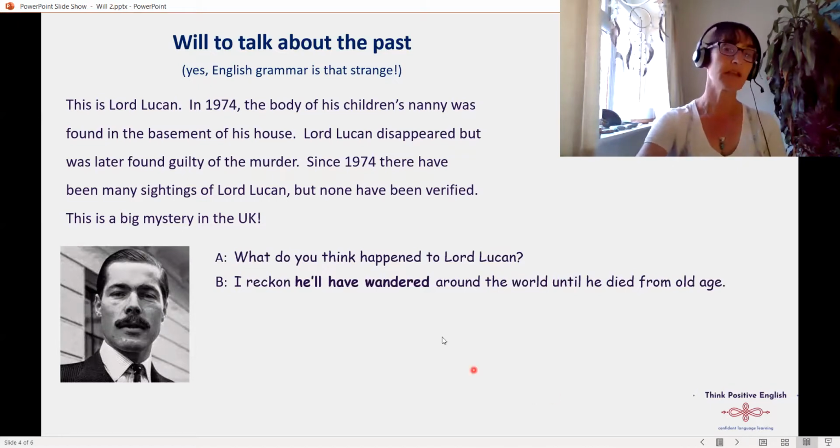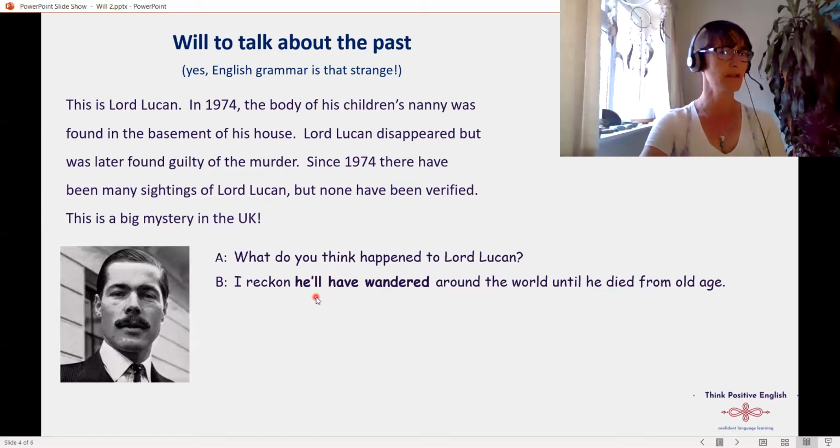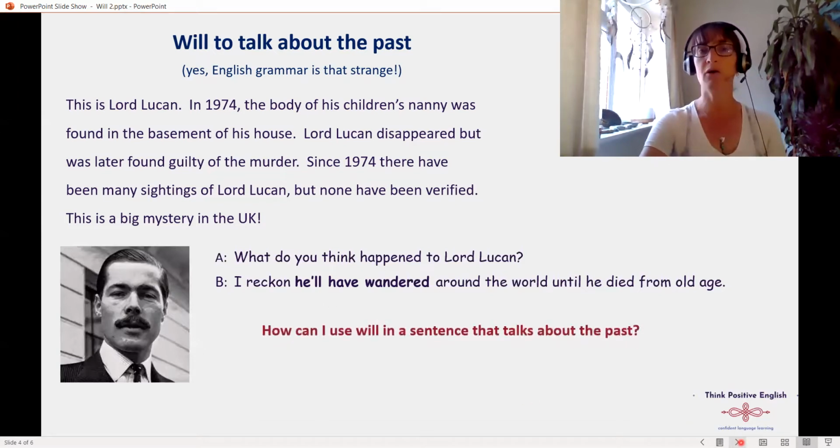So we can see again that this first one, clearly, this is a past time situation. But the response, I reckon he'll have wandered. This is using will. So what is going on with this? How can I use will in a sentence that clearly talks about something from the past?